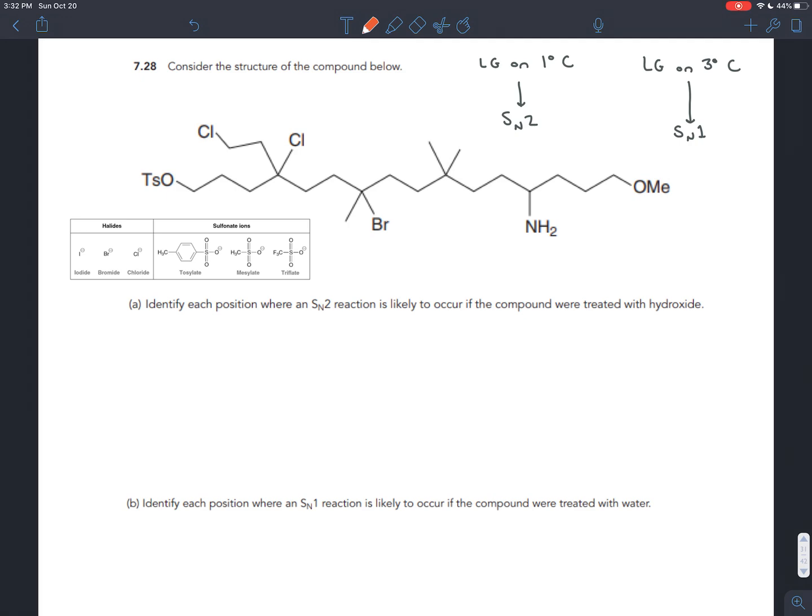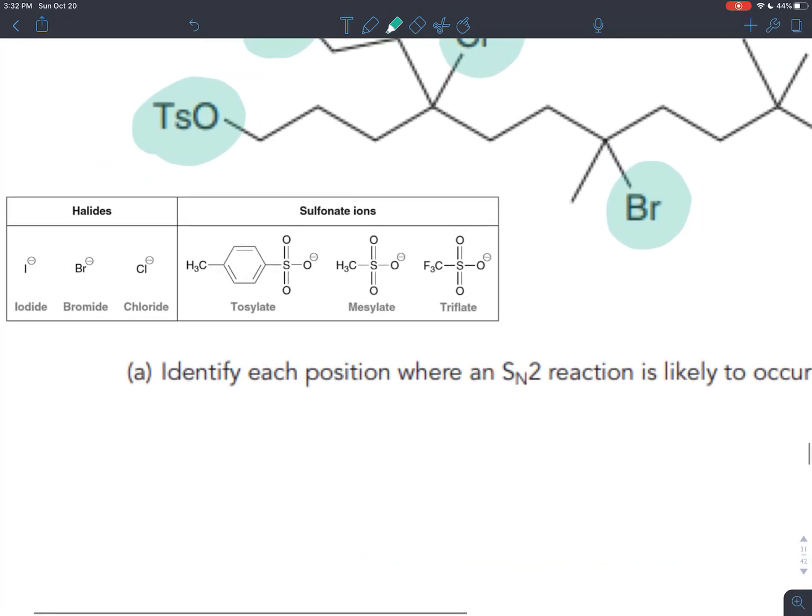Exercise 728 is just trying to get you to look at molecules and see possible SN1 and SN2 reactions. So they give you the structure for this strange molecule, and they want you to see where you could possibly do an SN2 reaction and where you could possibly do an SN1 reaction. So look for all the leaving groups. We know bromine's a good leaving group, chlorine, chlorine, and then this TOS, that's a tosylate. That's one of these awesome leaving groups here.